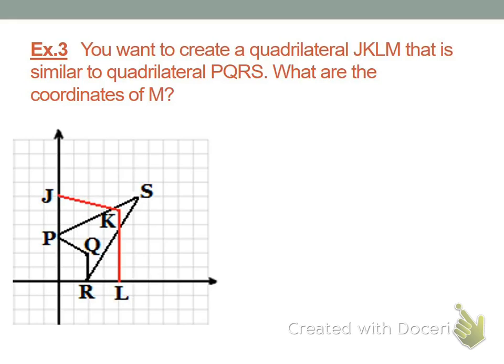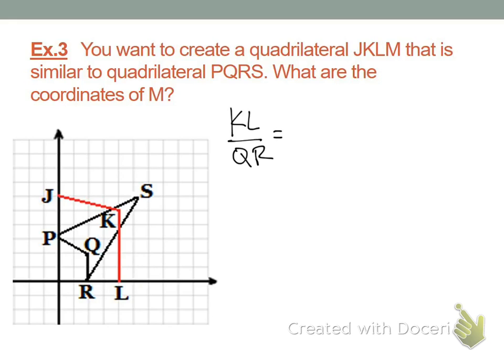Which two sides are going to be easiest to compare? Okay, KL and QR. Can we all see why that's easier? They are on the grid line, so you can find their measures easily. If you really wanted to compare JK to PQ, you could do that, but you would have to use your distance formula to figure out those lengths. So we are going to compare KL to QR.